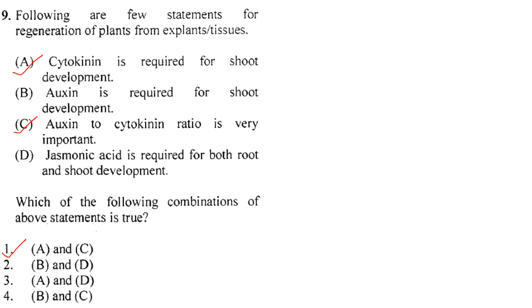High auxin to cytokinin ratio will induce root development, and high cytokinin ratio will induce shoot development. So that is important. Then jasmonic acid is required for both shoot and root development. Not jasmonic acid, it is auxin and cytokinin that are required for both shoot and root development. So the answer is option 1, A and C.